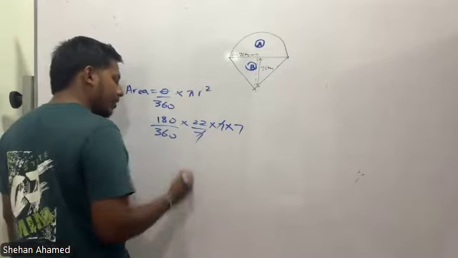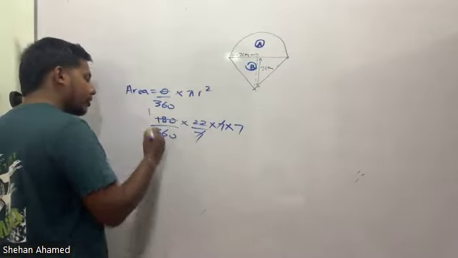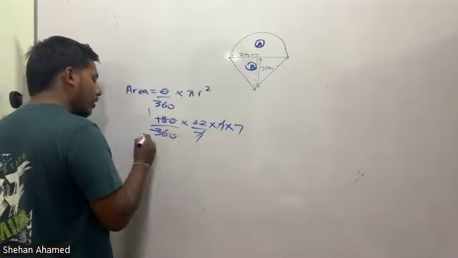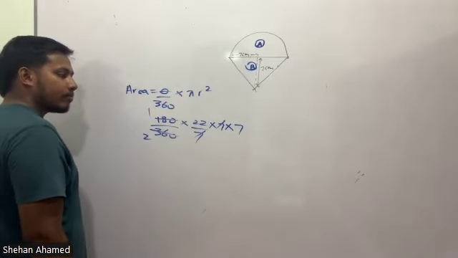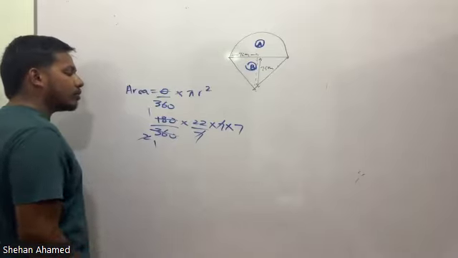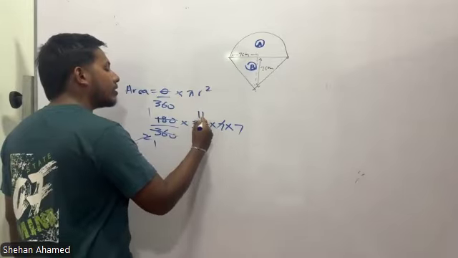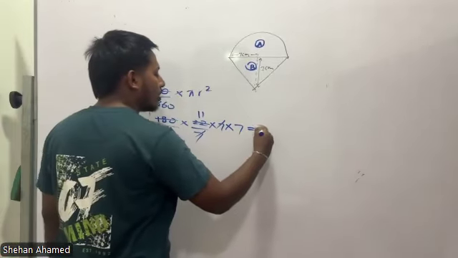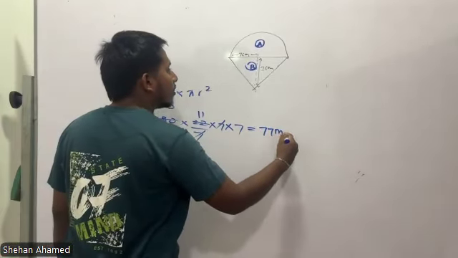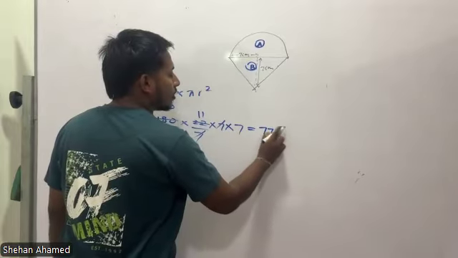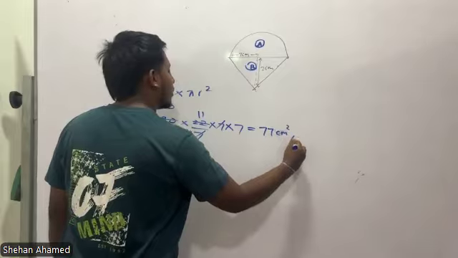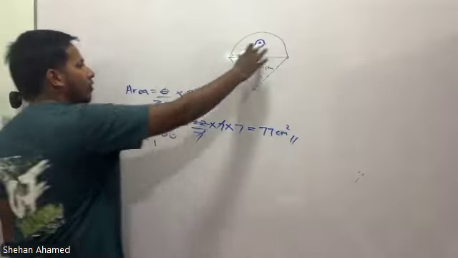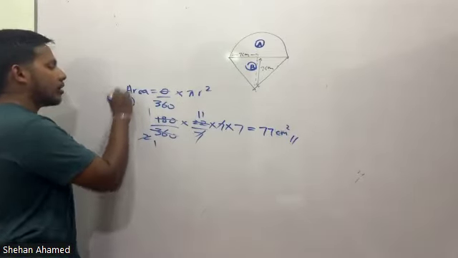So 7 and 7 cancel. 180 times 1 is 180. 180 times 2 is 360. Right. 2 times 1 is 2. 2 times 11 is 22. Right. So 11 times 7, the answer is 77 centimeters square. Right. 77 centimeters square. This is the area of the figure A only.